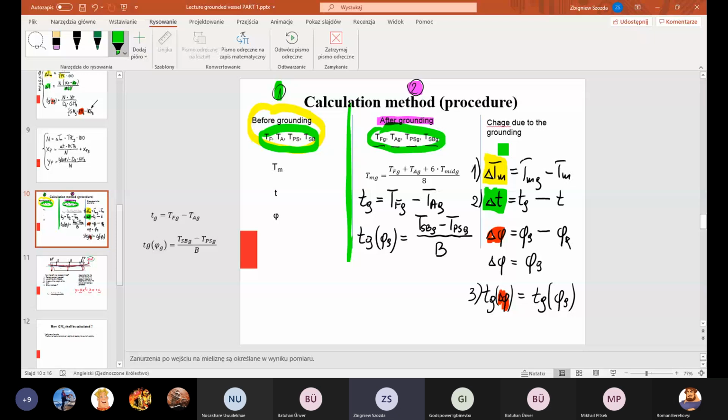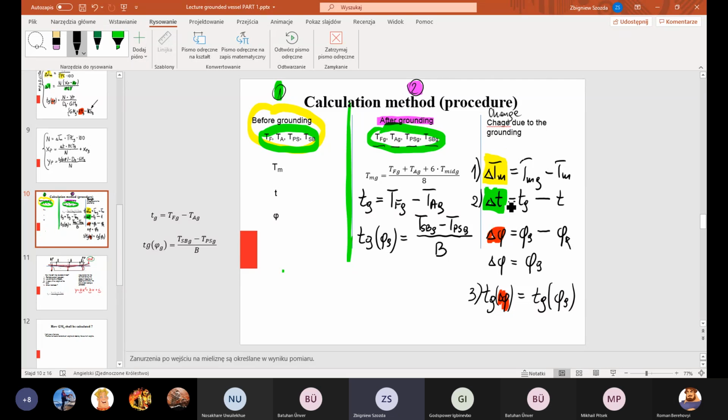Who wants to answer such a question? I understand you are tired, maybe a little bit bored, but let us do the last turn today. The next step may be to calculate the difference between the two drafts. I don't know if I'm right. If you have the draft before and after grounding. Very good. The difference; I can see here not the correct word. There should be change, due to grounding. Change of what? Change of mean draft, change of trim, and change of the angle of heel.